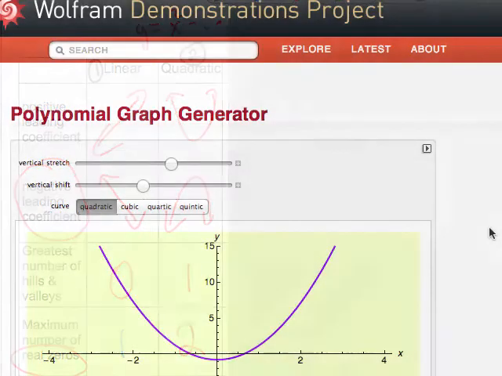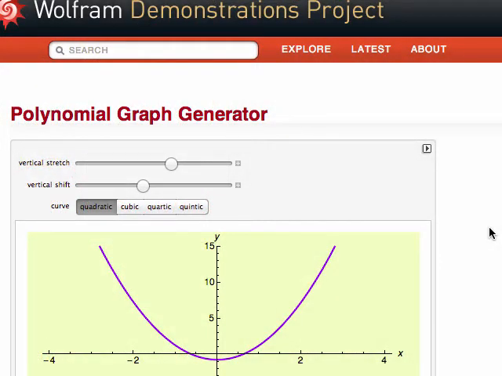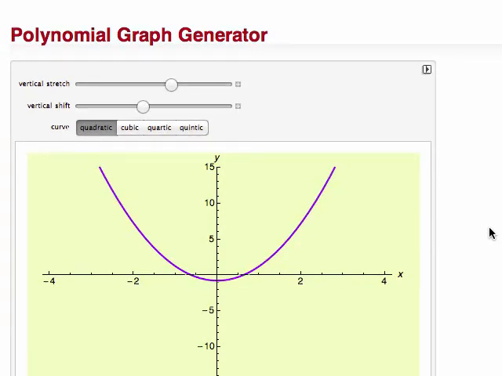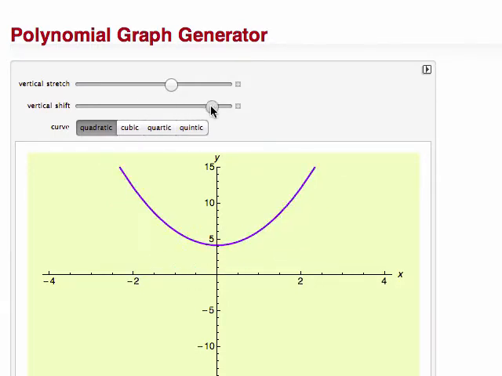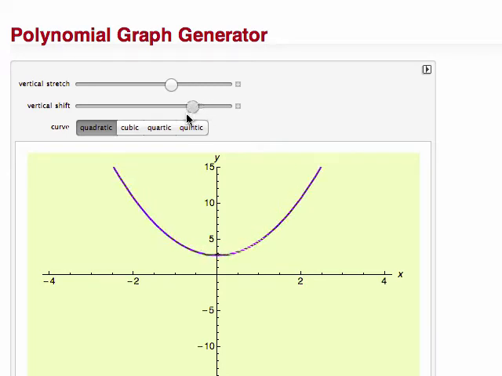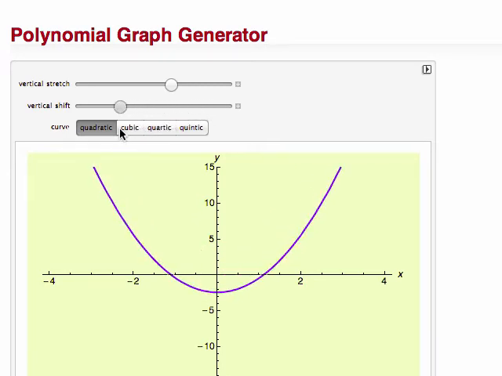Let's just go to the Wolfram Demonstration Project site, and we have a polynomial graph generator here. I have a quadratic, a second-degree polynomial function, and I can see that I have 2 x-intercepts. But depending on how it's shifted, it may not have any x-intercepts, or it may have 1, but at most it has 2. So we know about lines, we know about quadratics, first and second degree polynomial functions. What about the shape of higher degree functions?